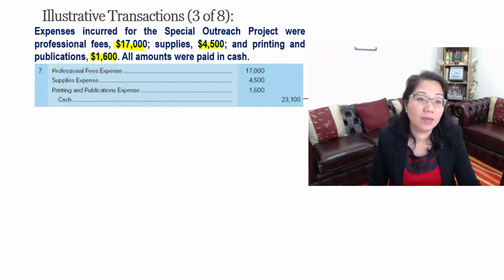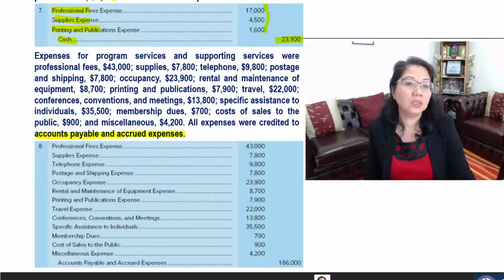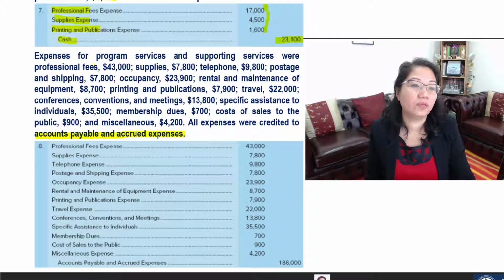So we'll just debit all those expenses, professional fees, supplies expense, printing and publication for the amounts given, and credit cash for 23,100 total. Now we have all these expenses for program services as given here, and it says all expenses were credited to accounts payable and accrued expenses. So we'll just have to enter all of that.